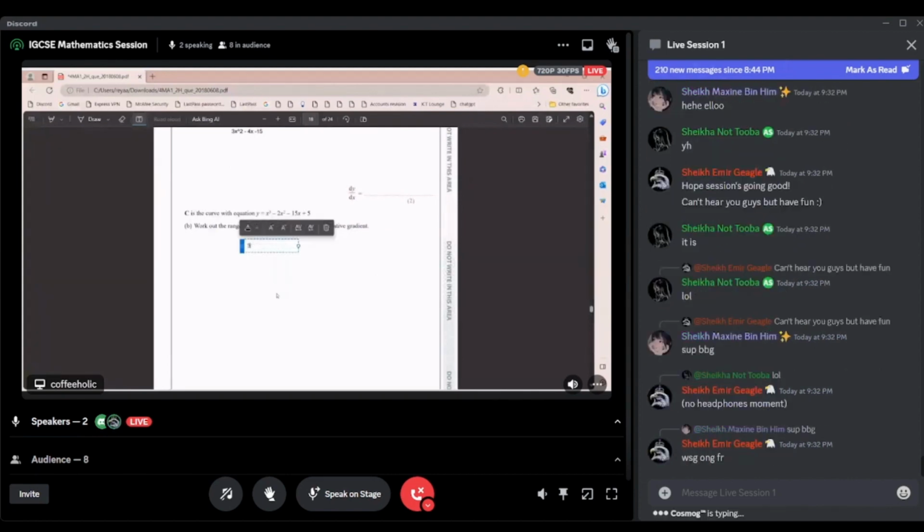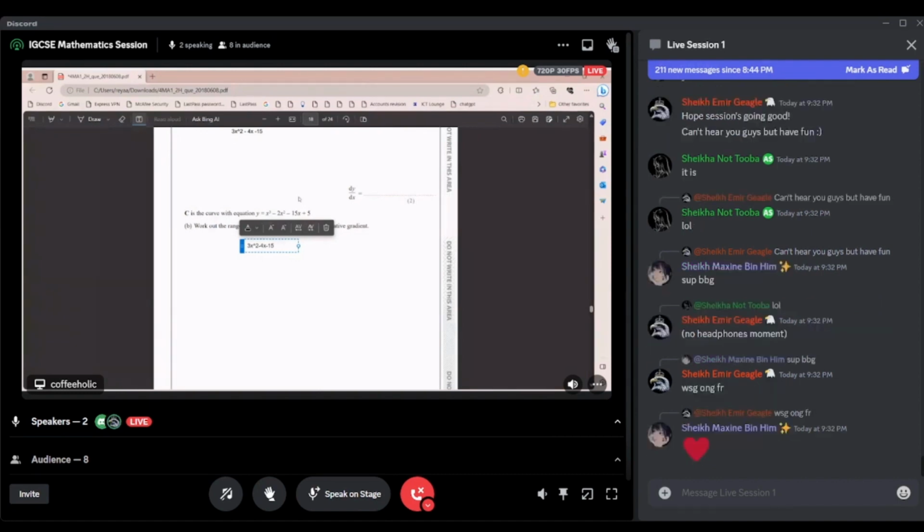Okay. So for this question, C is the curve with equation y equals x cubed minus 2x squared minus 15x plus 5. What is the range of values of x for which C has a negative gradient? So for this, you just use normal calculus. You do 3x squared minus 4x minus 15. That's your dy over dx. And you'd equate that to less than zero, because negative gradient means a negative value for the gradient. And then you'd just factorize that.